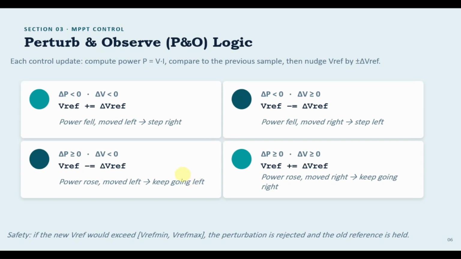If a step would push the reference voltage outside the allowed range, we just throw that step away and hold the old reference instead. This is the algorithm that, over time, walks the operating point up the power curve until it's hovering right around the true maximum power point, and then it just oscillates slightly around it forever, which is the one well-known limitation of basic Perturb and Observe.